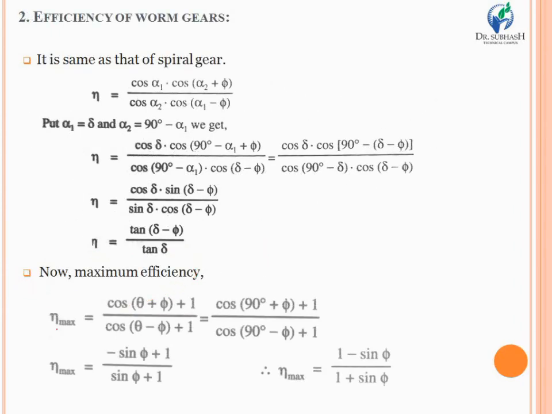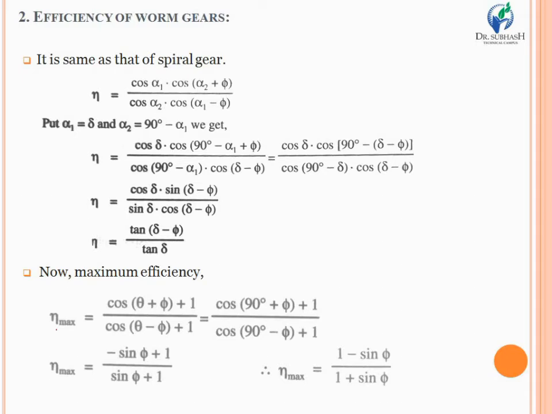Now after that, topic number 2 that we are going to discuss is the efficiency of worm gears. As in the previous slide, I have also discussed that there is a very strong similarity between spiral gear and worm gear. So whatever relation the spiral gear has for the efficiency, it can be equally applicable in the case of worm gears too.